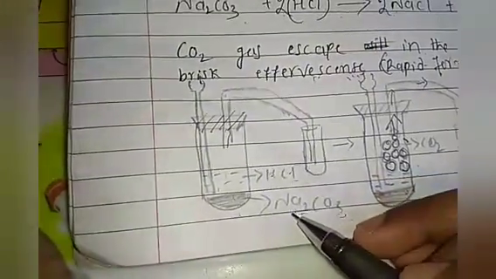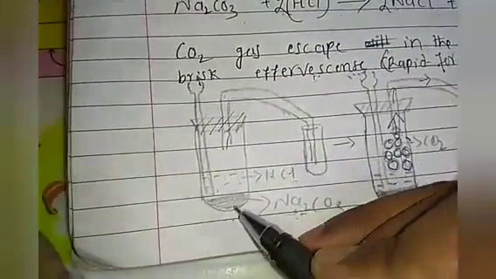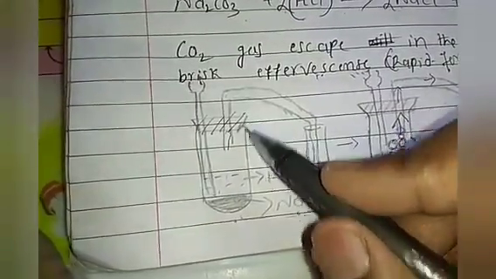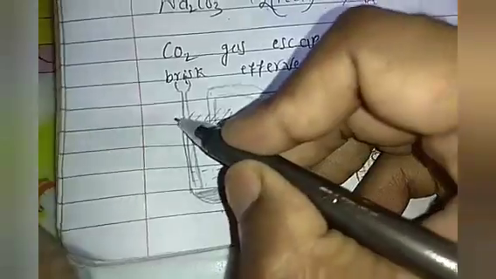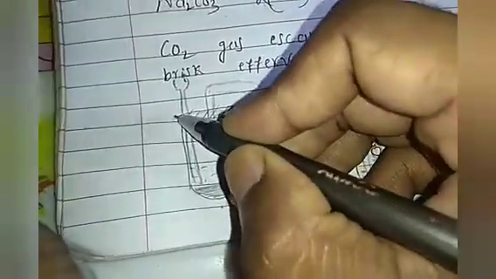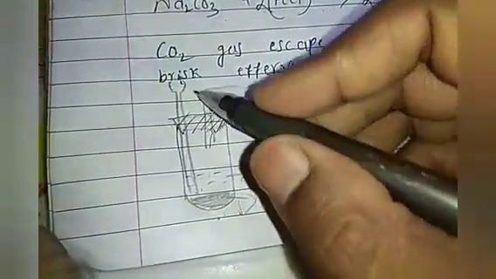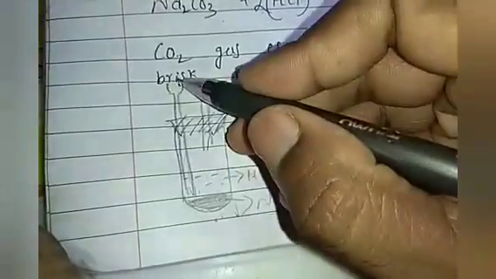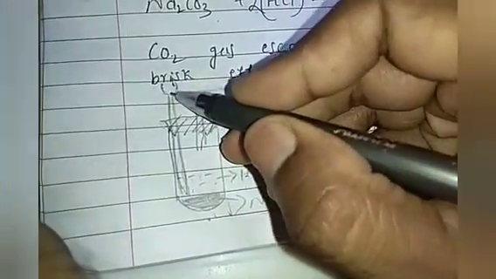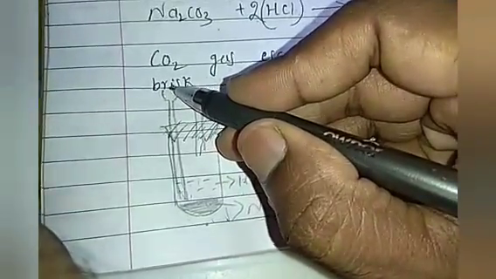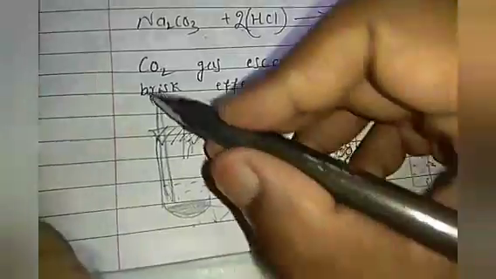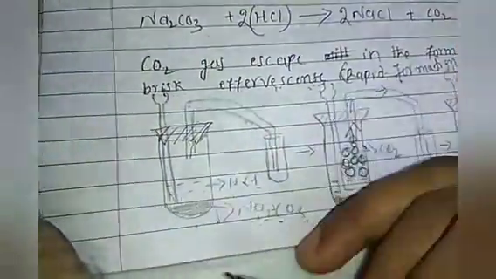So look at it, students, I will explain step by step. In the first case I am using a boiling tube fitted with a rubber cork. This is a rubber cork, in which one long necked tube is inserted. Why are we adding the long necked tube? Because through the long necked tube we add the solutions, Na2CO3 and HCl.